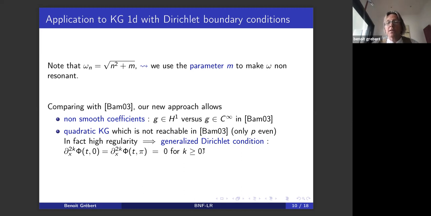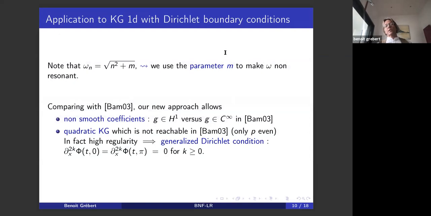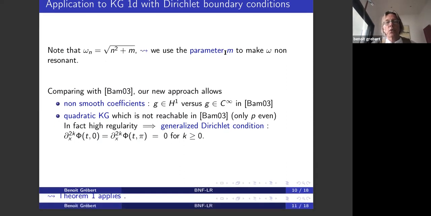And as a consequence, when you have to impose the generalized Dirichlet condition, you see that you need some symmetry in this term. And typically, you have to impose that P is even. And here it is not necessary. So for instance, we can consider the quadratic Klein-Gordon equation, when Delort was not able to consider the quadratic case, but the cubic one. Okay, so that's the point about the differences with the previous result.